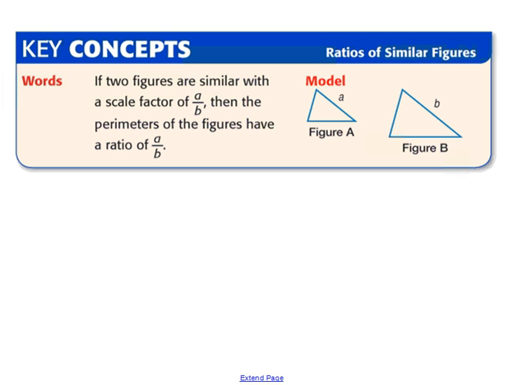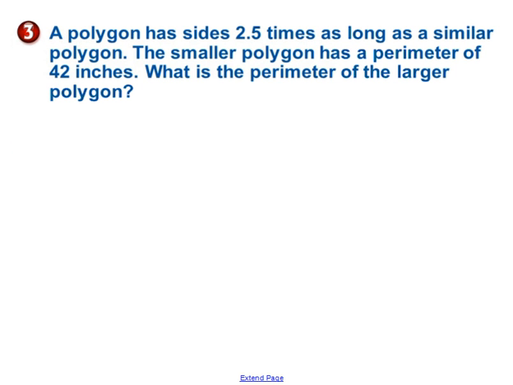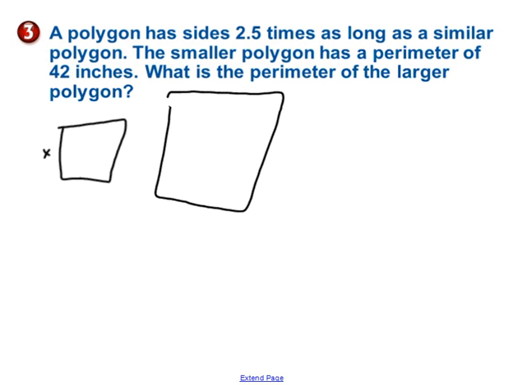Key concept here: if two figures are similar with a scale factor of A to B between the sides, then the perimeters of the figures have a ratio of A to B also. So here's a problem. A polygon has sides that are 2.5 times as long as a similar polygon. So here we'll just draw a square. It didn't have to be a square. This side is going to be X. Well, then the similar one is going to be 2.5X.